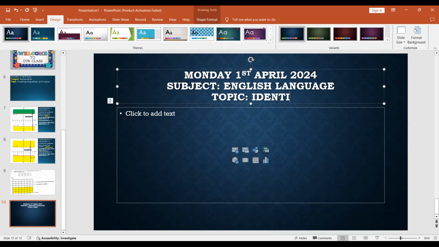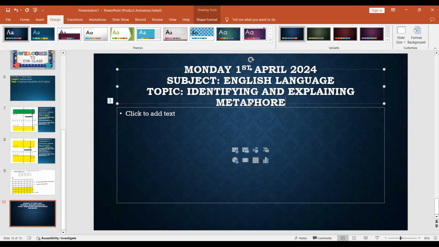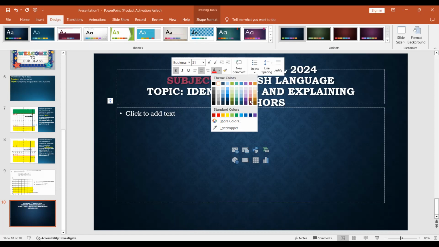So we're going to be looking at identifying and explaining metaphors. Many of us know how to identify a metaphor. But do we understand how to explain it? That's what this topic is going to be about. How do we explain what these metaphors mean?